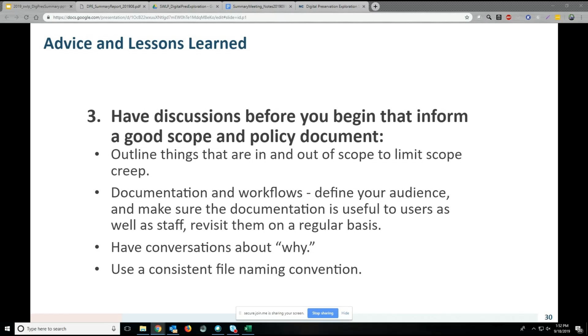And then, this is a pretty specific piece of advice, but an important one: use consistent file naming conventions. Or even if you're not talking about file naming, be consistent in the conventions or the standards or the rules that you are using, so that when you're working through your policy and your scope, that consistency is documented and can be relied on, which can really help with passing institutional knowledge down and in the sustainability of your preservation program.